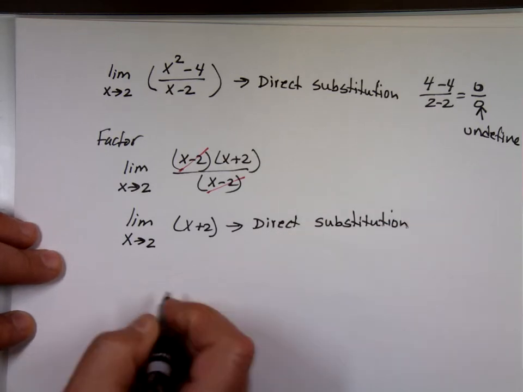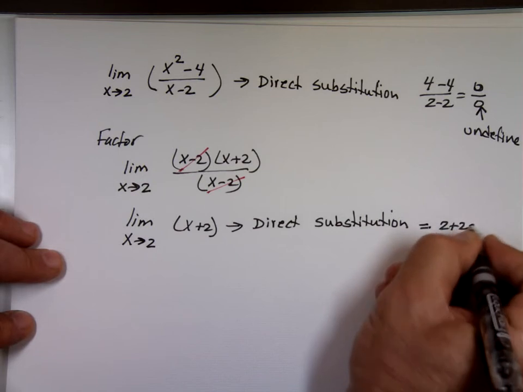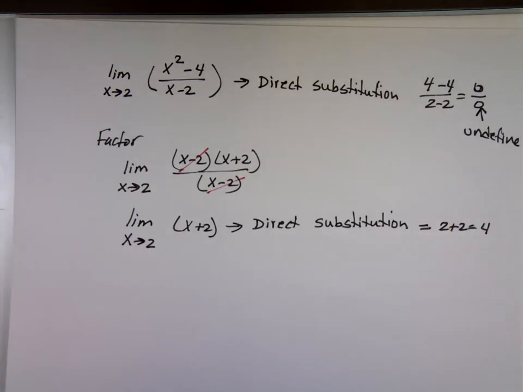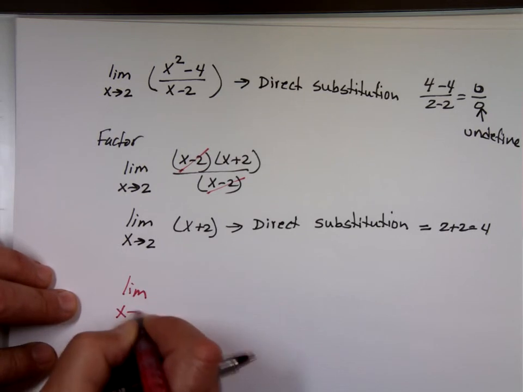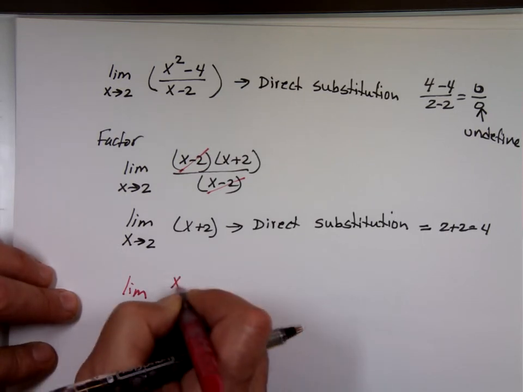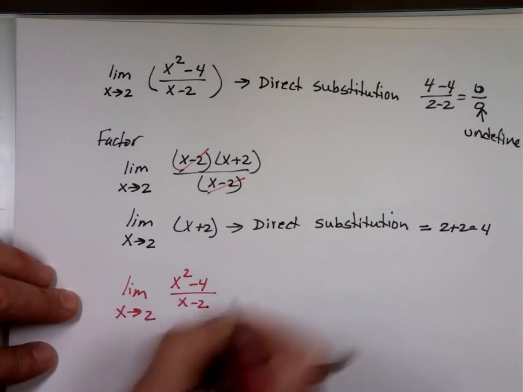Direct substitution should give me what? 2 plus 2, which is 4. And that's my answer. So the limit as x approaches 2 of x squared minus 4 over x minus 2, that's always equal to 4.